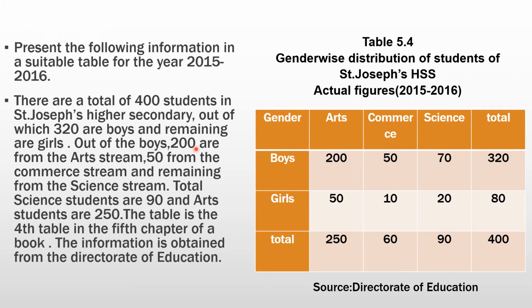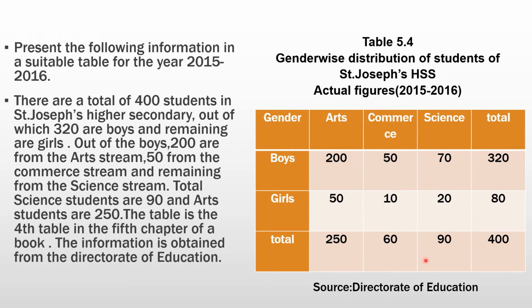Now out of the boys, 200 are from the arts stream and 50 are from the commerce stream. So you have 250 students here. You take that number 250 and subtract it from 320, and you will get the number of science students, because the statement here was remaining from the science stream. So you add up the students from the arts and commerce, and subtract it from the total number of boys, and you get the total number of students in the science stream. The total science students are 90.